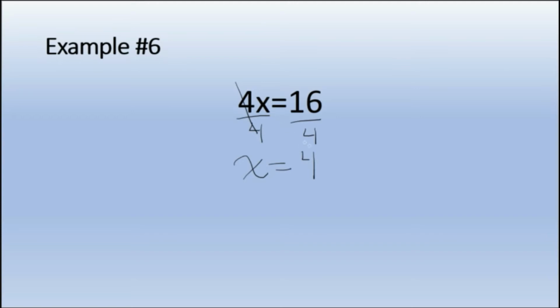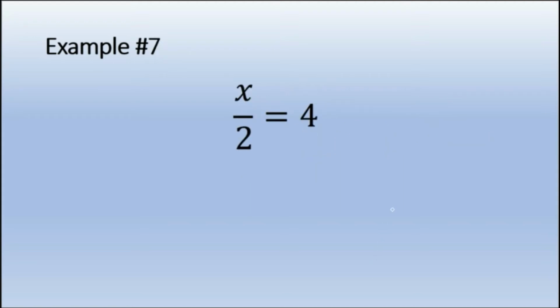Let's plug that 4 back in for x to check our work. 4 times 4 equals 16. 4 times 4 is 16 equals 16. So that's correct. We did our work right.